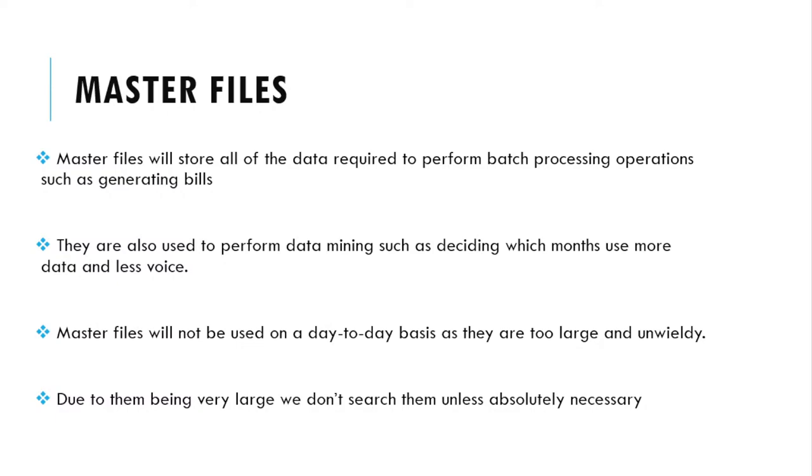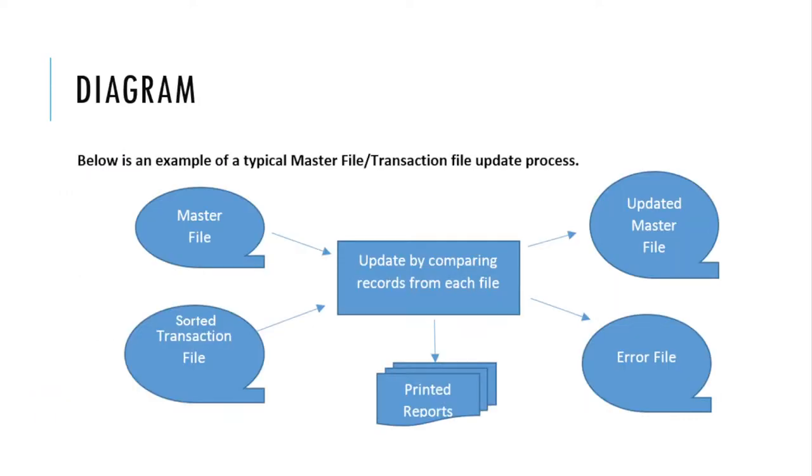And this is the diagram you need to be able to draw. Remember the snails? Yes, the snails are back, people. So I'll just draw my little snail. Now, two sides you have, these are the old magnetic tape symbols. That's what they are. So below is an example of a typical master and transaction file update process. You have your original master file, okay, the OG. And we have the sorted transaction file.